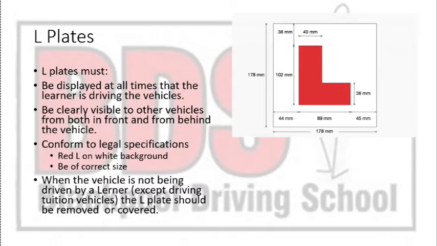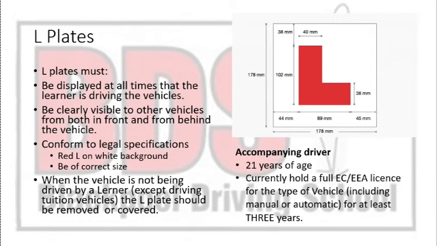Now when you are driving as a learner, you do also need to have an accompanying driver. The accompanying driver must be aged 21 years or older and hold a current full licence for the type of vehicle that you're driving, and that must include whether it's a manual or an automatic licence or vehicle, and they must have had that for 3 years.